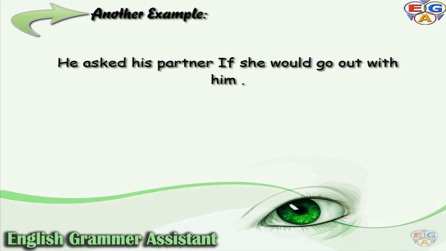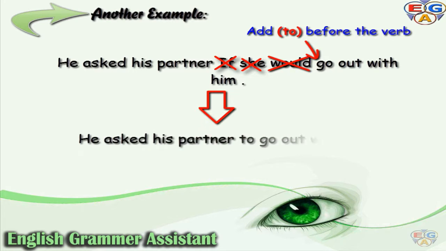Another example. He asked his partner if she would go out with him. In order to reduce the noun clause in this sentence to infinitive, we eliminate the connector if, eliminate the subject she and the modal would, and add to before the verb. So, the new sentence becomes like this. He asked his partner to go out with him.